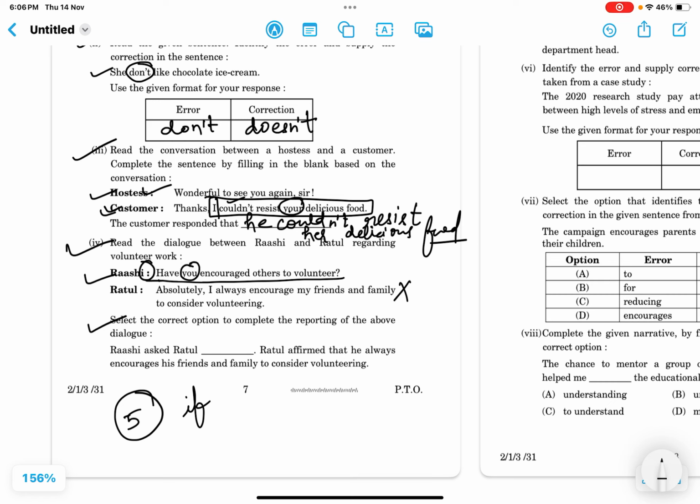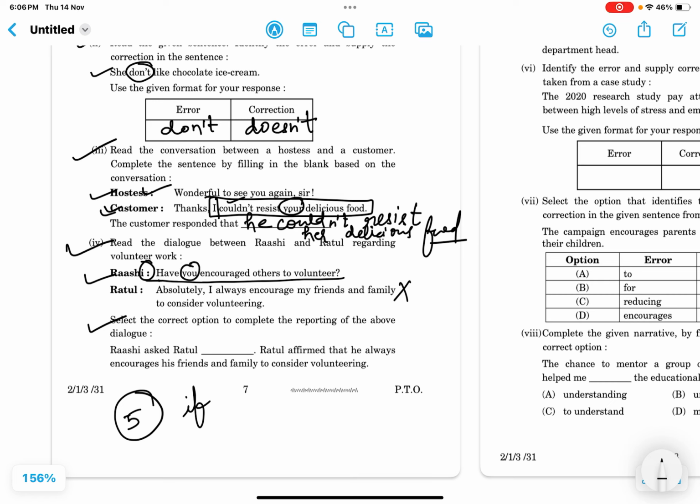Next, once again error correction, but we have to choose the correct option. The campaign encourages, now see, the campaign encourages, this one is correct, parents to reducing screen time for their children. So I told you in the last video, with to we always use the first form. So here it is reducing, that is the error. The correction would be reduce. So C is the correct option.